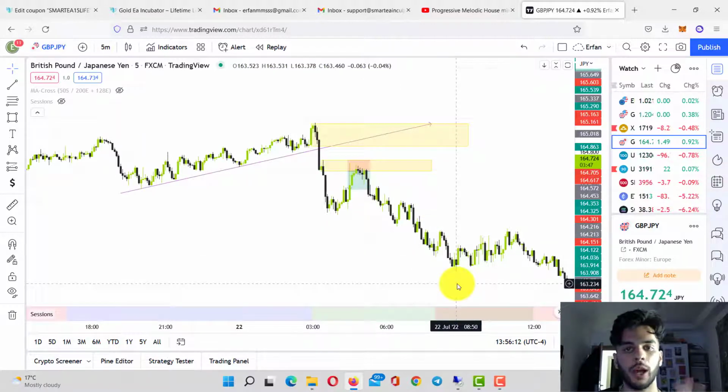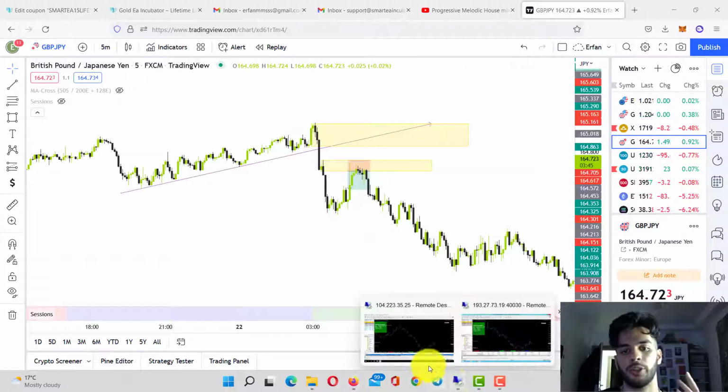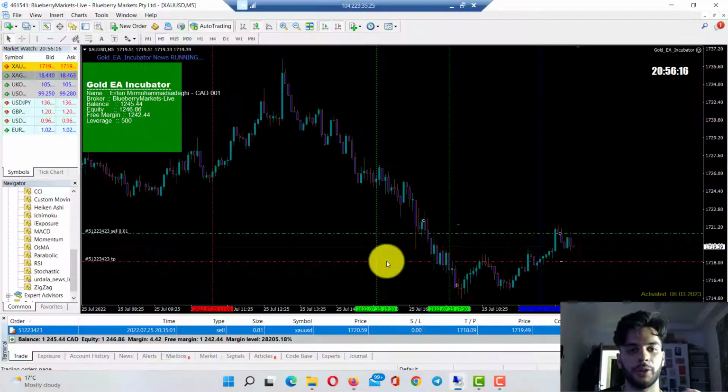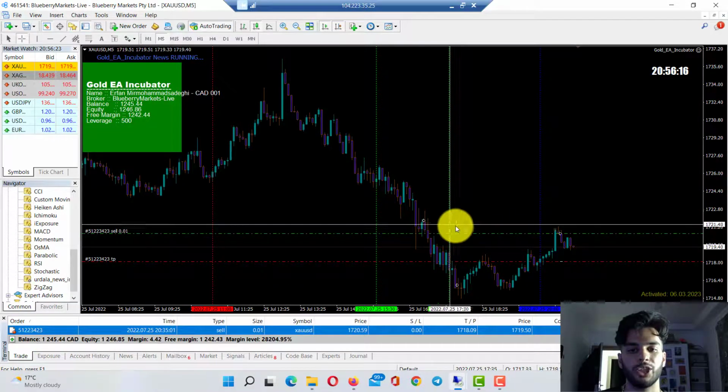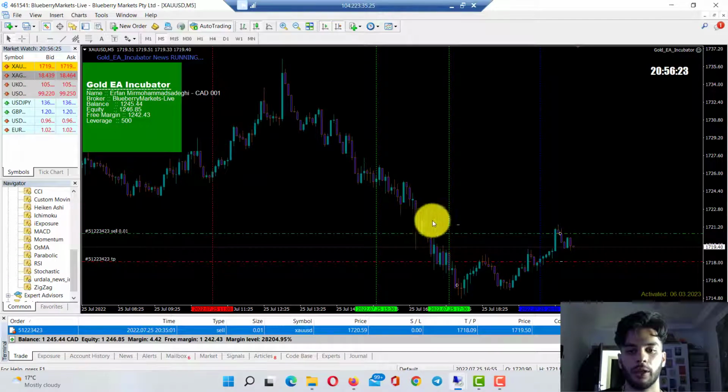So we have two live accounts that Gold Incubator is running on. The first one is this one right here with $1,245. So we just closed two positions in profit. It opened one right here and one here, closed both of them in profit, and opened another one. As you can see, we are $1 up in profit.